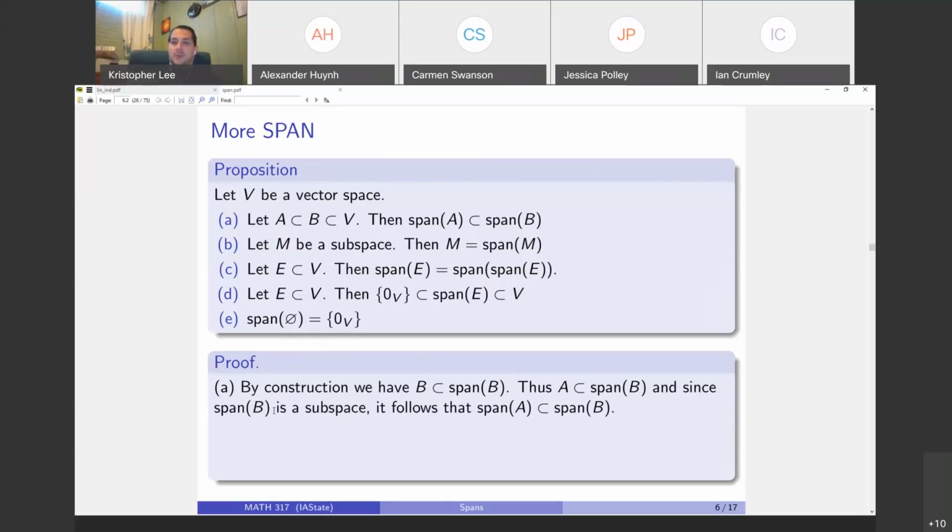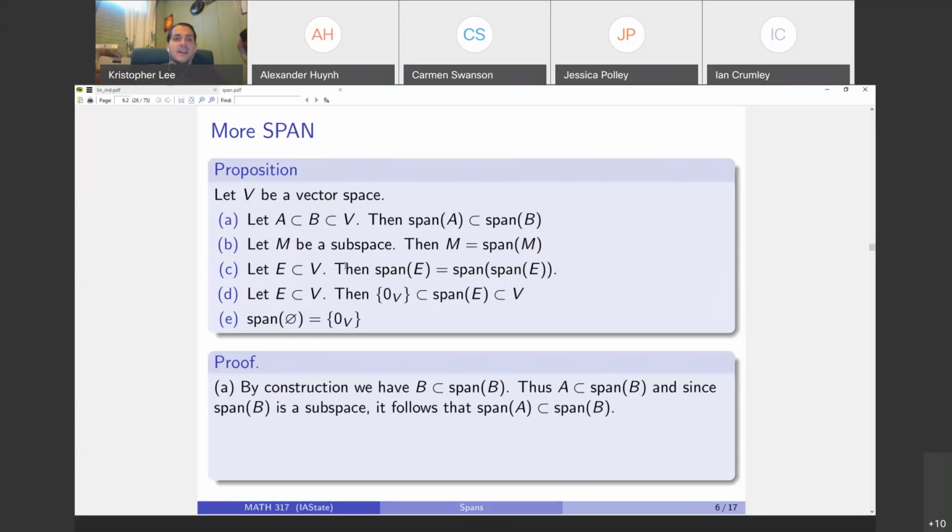Again, this proof used the characterization that span is the smallest subspace containing the set. So A is in B, that means A has to be in the span of B because B is in the span of B. And span of B is a subspace. Span of A is the smallest subspace, so it's got to be within the span of B.